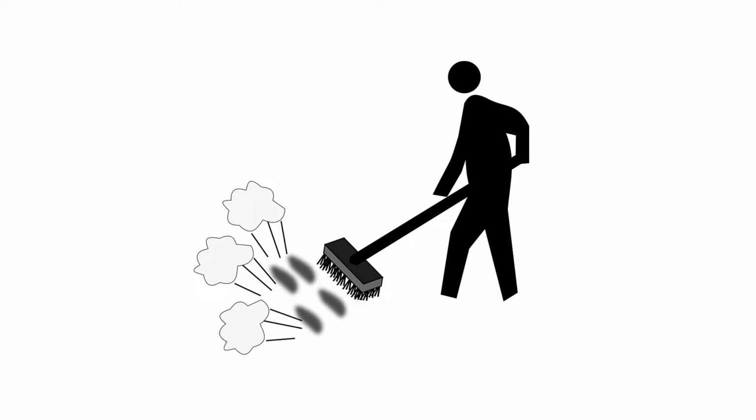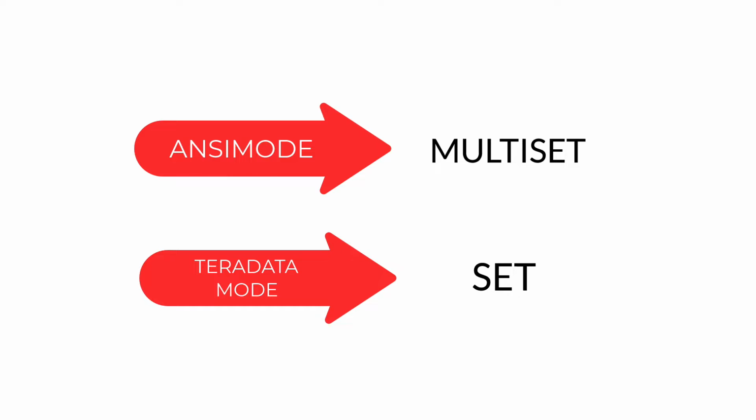The ANSI standard view on duplicates forced Teradata to introduce multiset tables, which can store row duplicates. The background described before should clarify why Teradata creates multiset tables by default in ANSI mode and set tables in Teradata mode. Let's next discuss the technical differences of set and multiset tables.